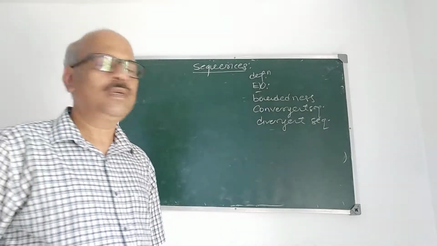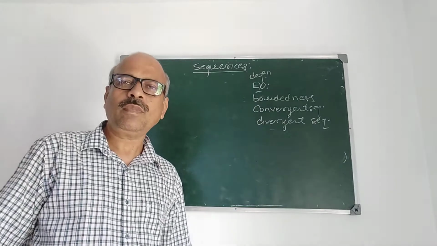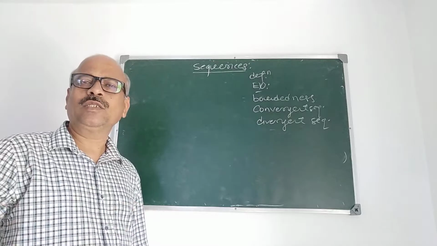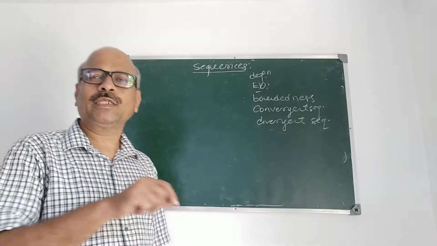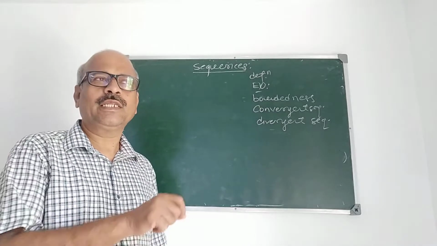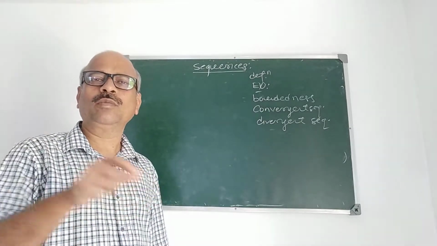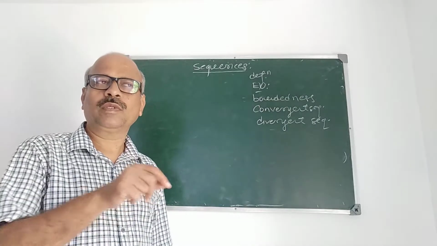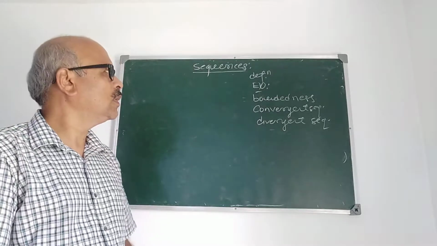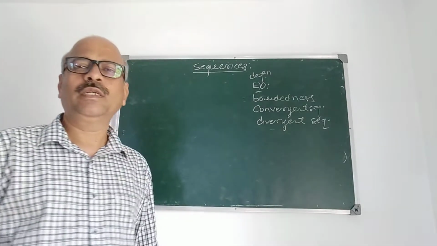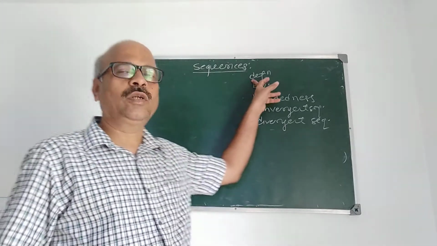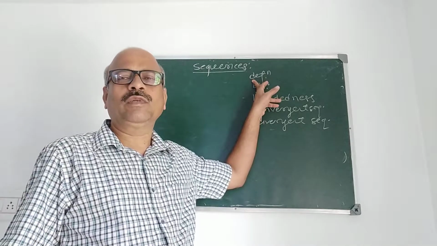First of all, what is a sequence? In the general sense, sequence means anything that is placed in some definite order. If you place some objects or anything in some definite order, then it is called a sequence. But we cannot say the definition like this. Definition means it is like this. From school you have studied what a sequence is.